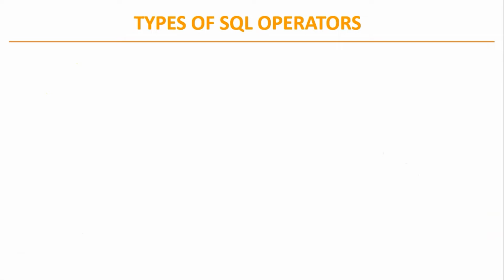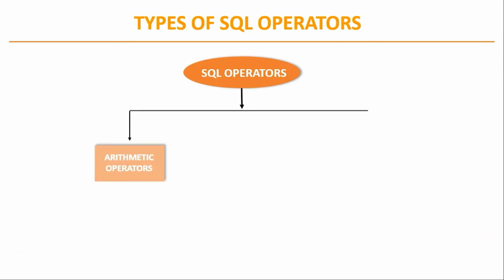Types of SQL operators. SQL operators are mainly classified into three types. The first one is arithmetic operators. The arithmetic operators perform the mathematical operation on numerical data of SQL tables. They are further classified as addition operator. The addition operator is used to perform addition on numerical data. Using this, we can add values of single or multiple columns in the table.